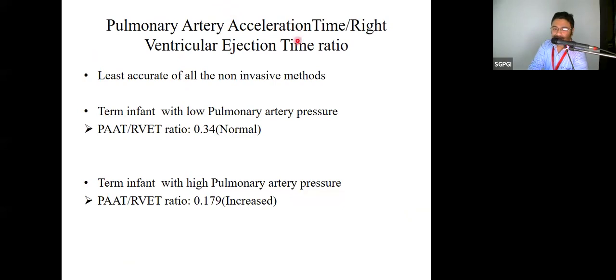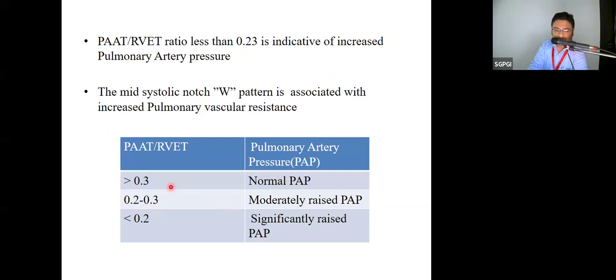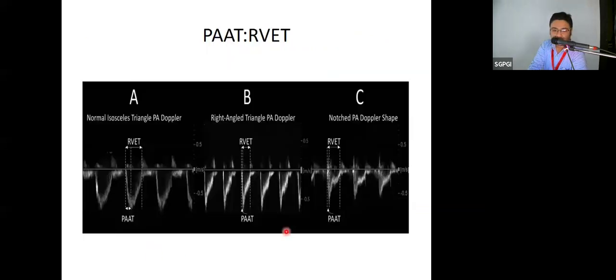One of the other parameters is the PAT by RVET ratio. This is the least accurate. Normally it is around 0.34. And if it is 0.179, that is suggestive of increasing pulmonary pressure. So this is the table representing the pressures and thereby the significance of that. More than 0.3 is normal. If it is less than 0.2, it is significantly high pulmonary artery pressure.